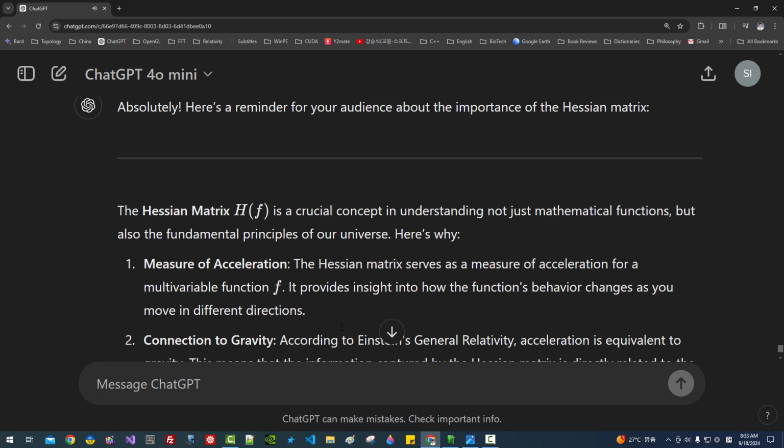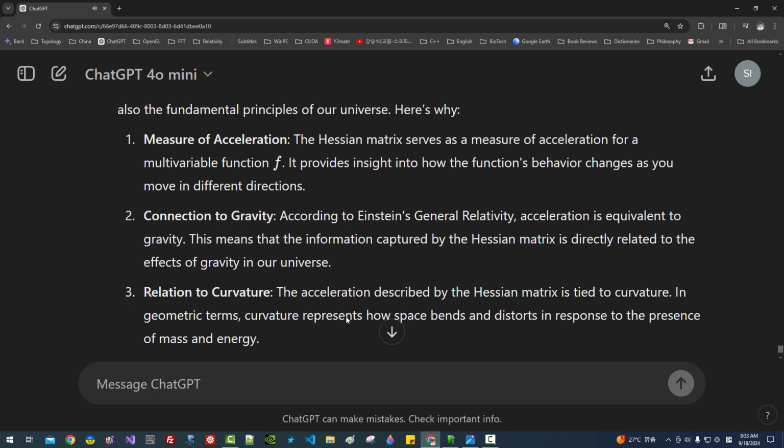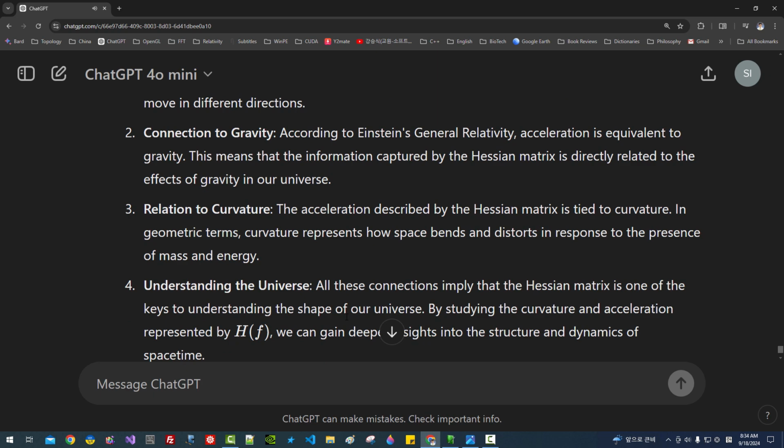Absolutely. Here's a reminder for your audience about the importance of the Hessian matrix. The Hessian matrix, Hf, is a crucial concept in understanding not just mathematical functions, but also the fundamental principles of our universe. Here's why. 1. Measure of acceleration. The Hessian matrix serves as a measure of acceleration for a multivariable function f. It provides insight into how the function's behavior changes as you move in different directions.